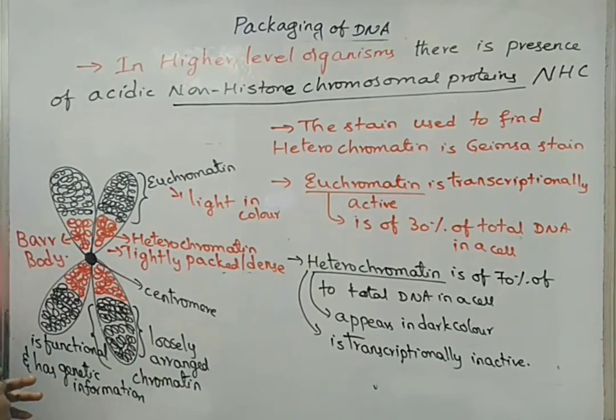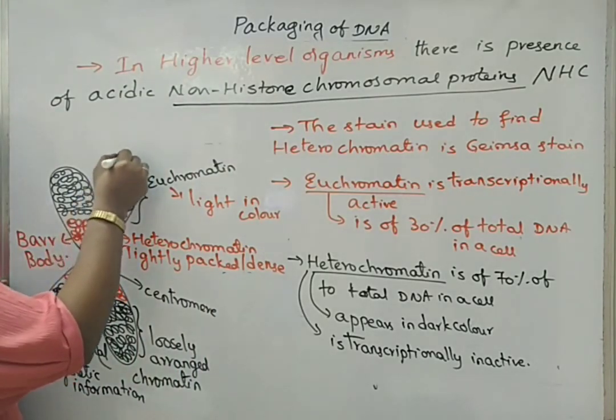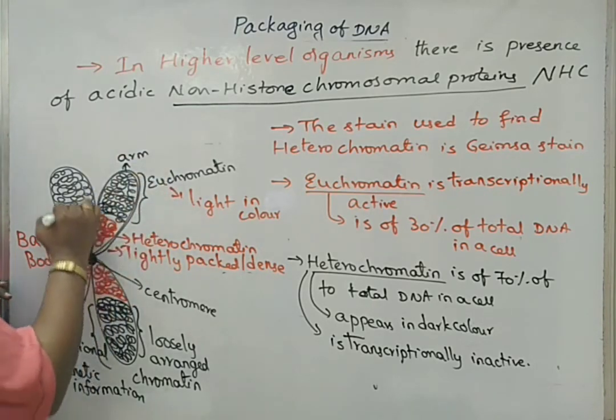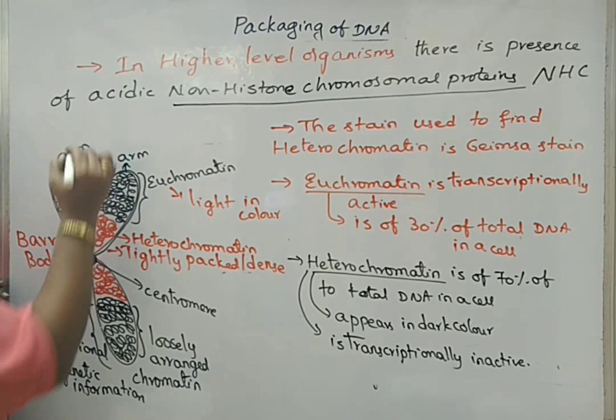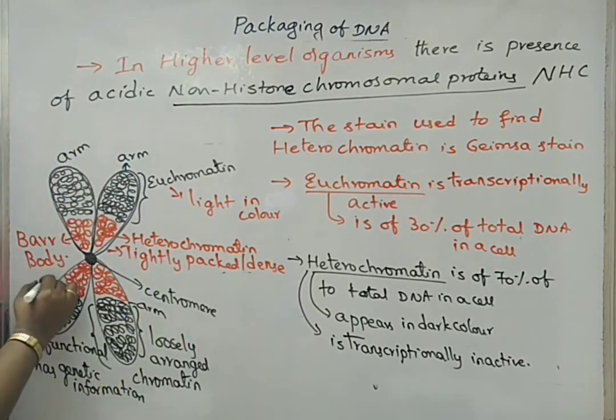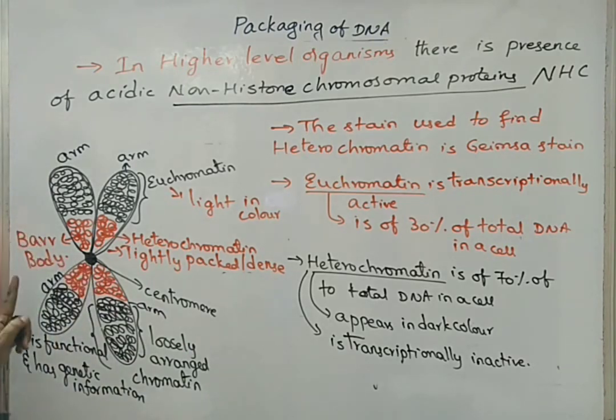Now here, I want to mention one more point, that this part is called an arm. This is also called another arm of the chromosome. This is also another arm of the chromosome. This is also another arm of the chromosome. So in an X chromosome, how many arms are there? 1, 2, 3, 4.